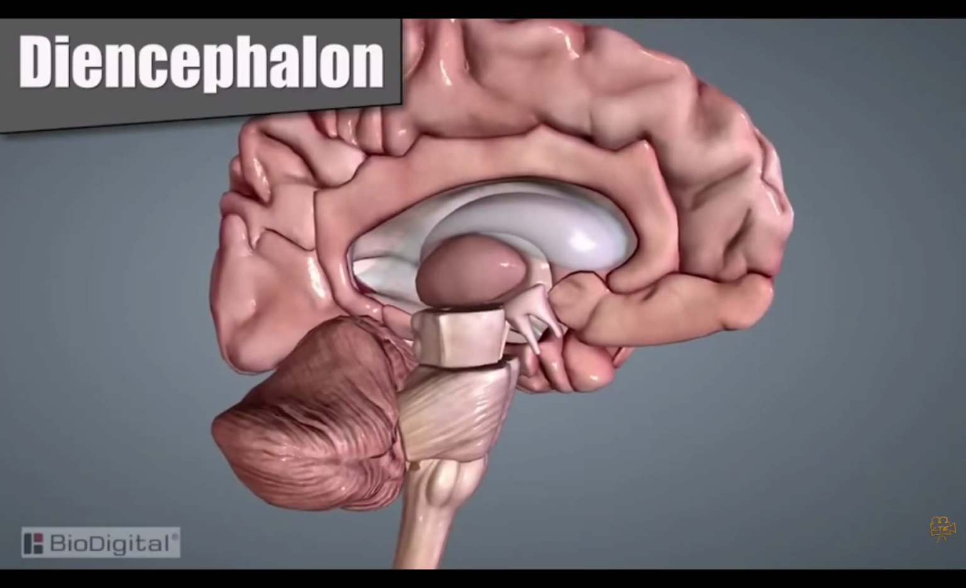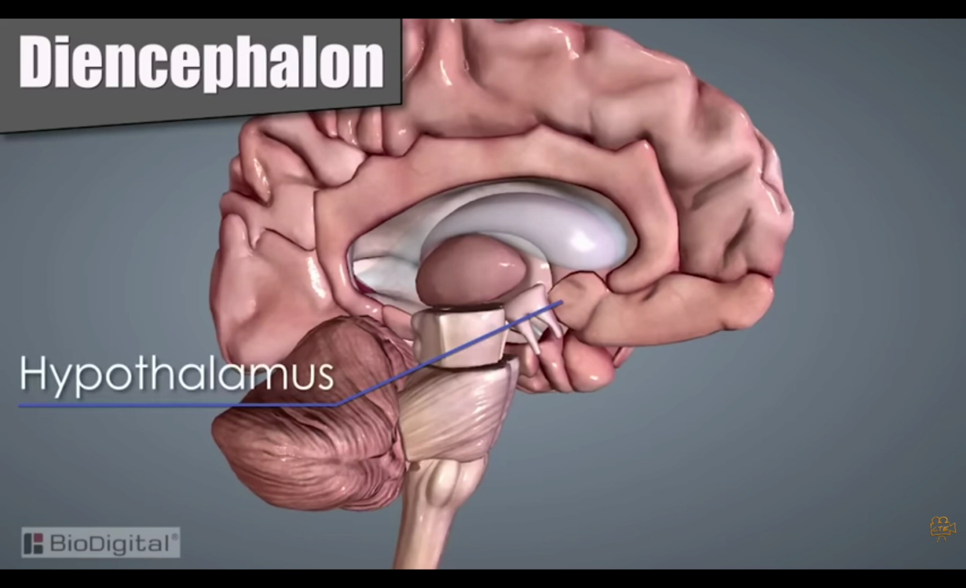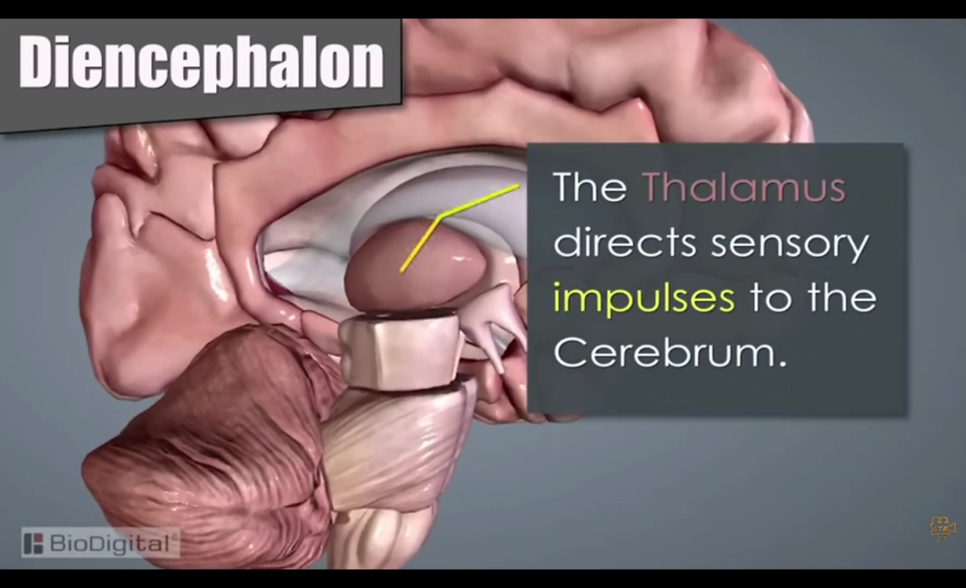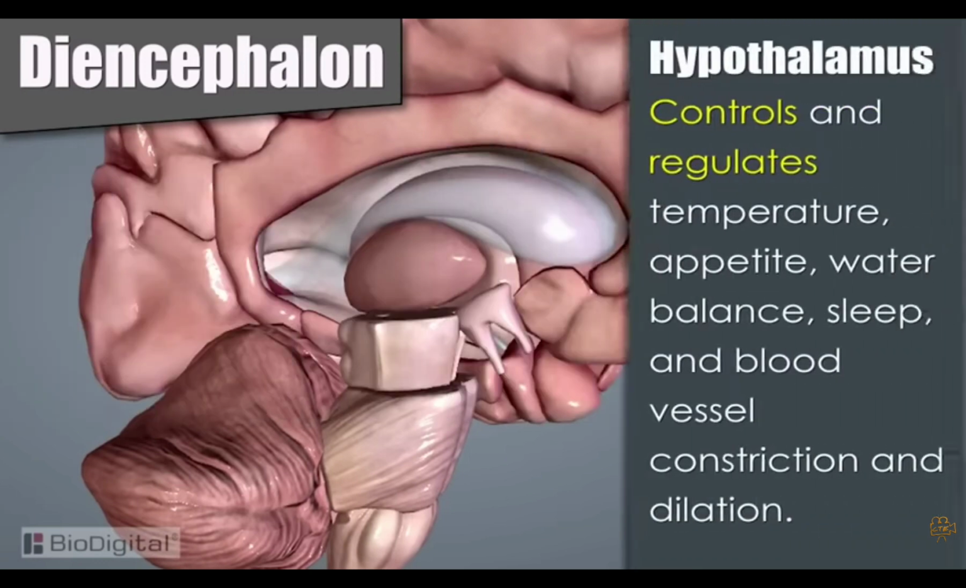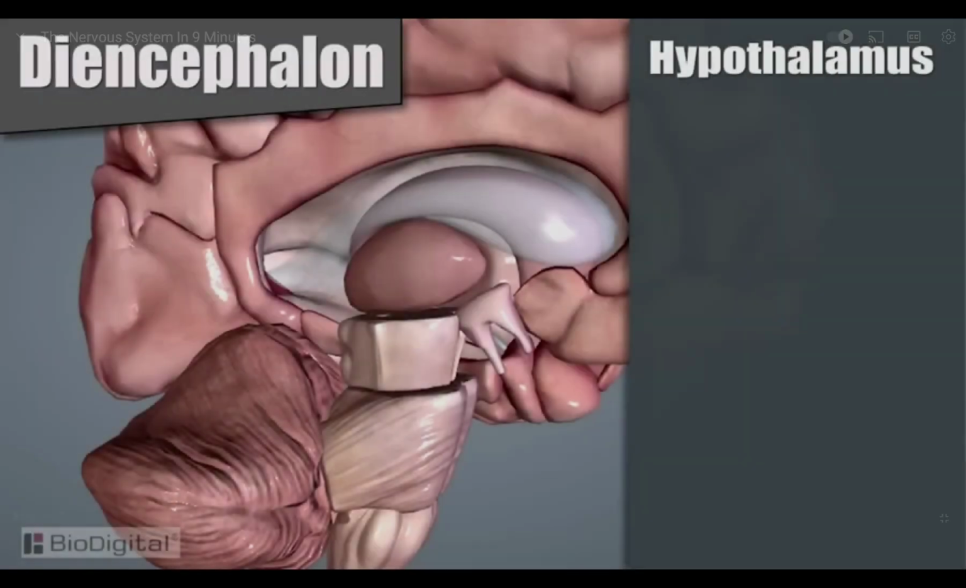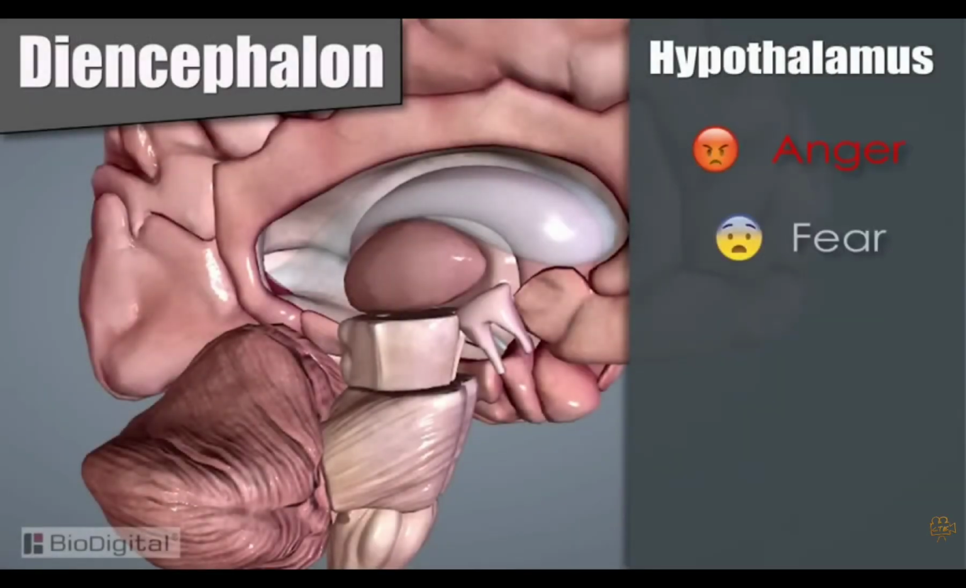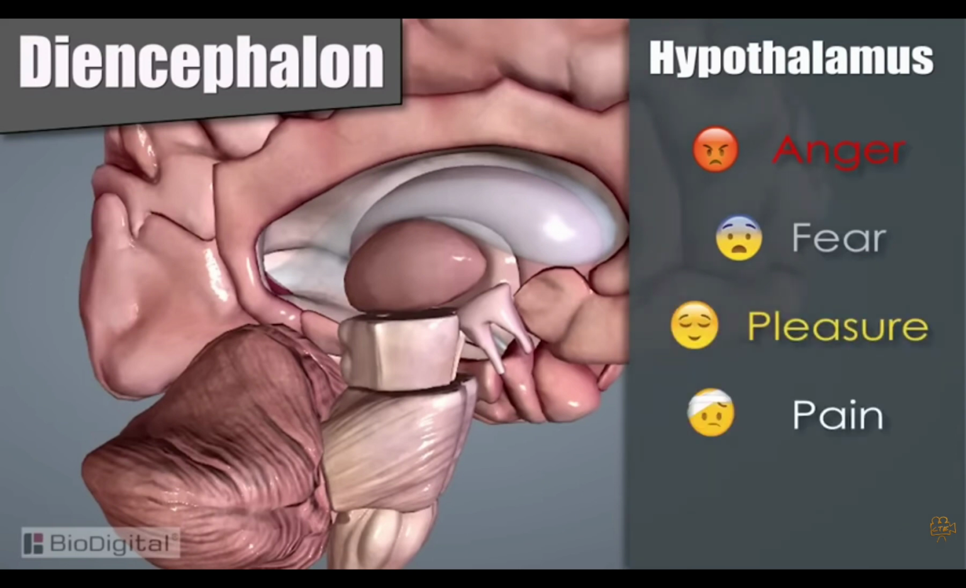The diencephalon section is found between the cerebrum and the midbrain. It contains 2 structures, the thalamus and the hypothalamus. The thalamus behaves much like a relay station and directs sensory impulses to the cerebrum. And the hypothalamus controls and regulates autonomic nervous system functions such as temperature, appetite, water balance, sleep, and blood vessel constriction and dilation. The hypothalamus also plays a role in the emotions such as anger, fear, pleasure, pain, and affection.